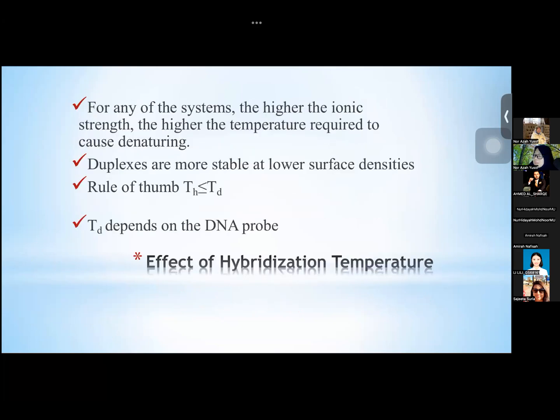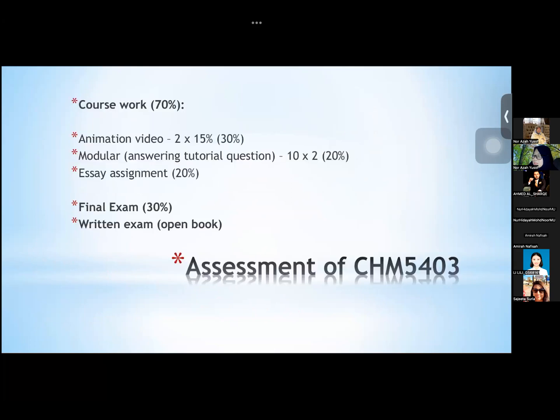This one we have discussed, the density. Again, this is the temperature. Okay, I'm not talking about the assessment now.